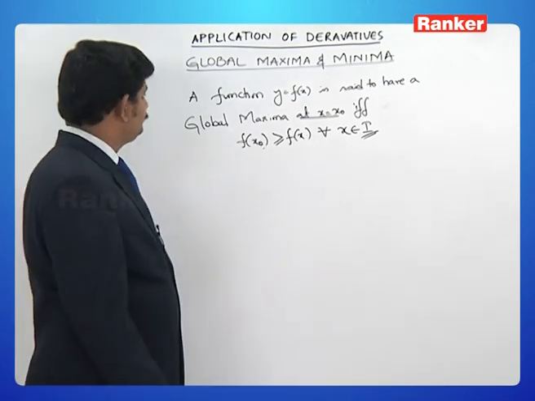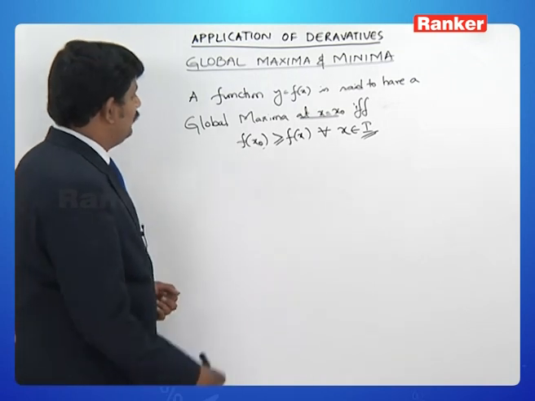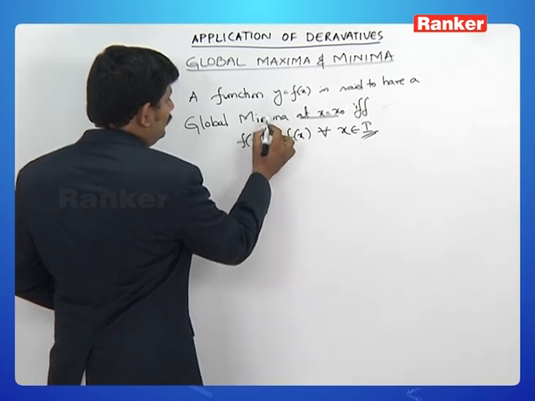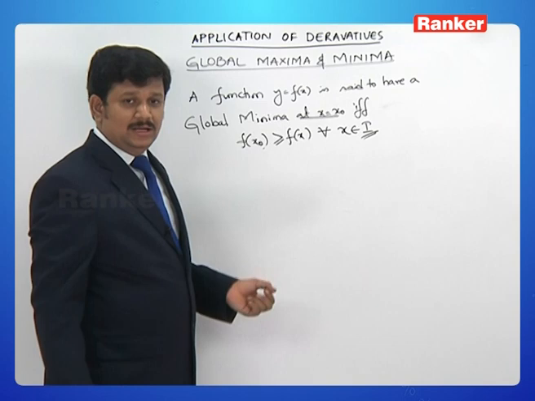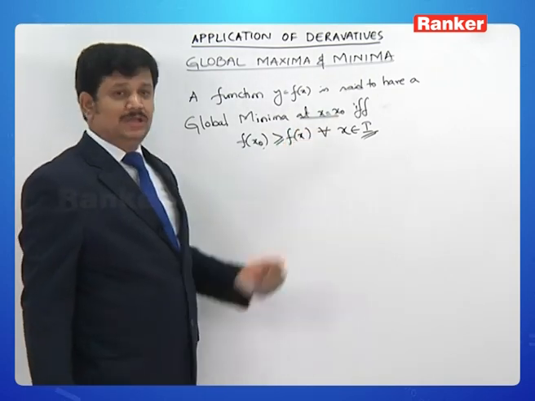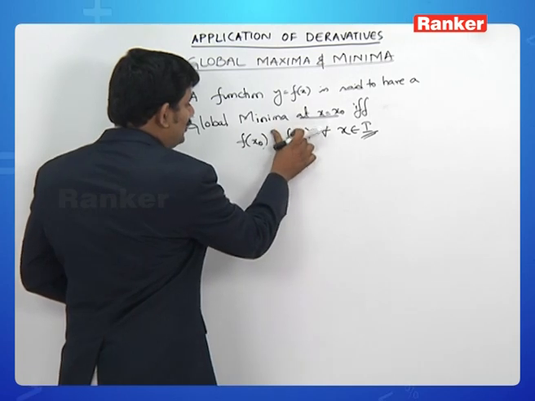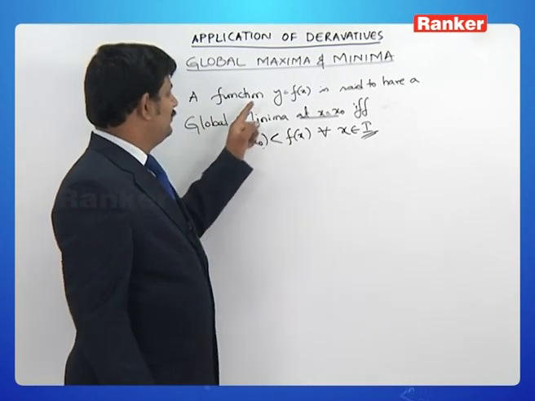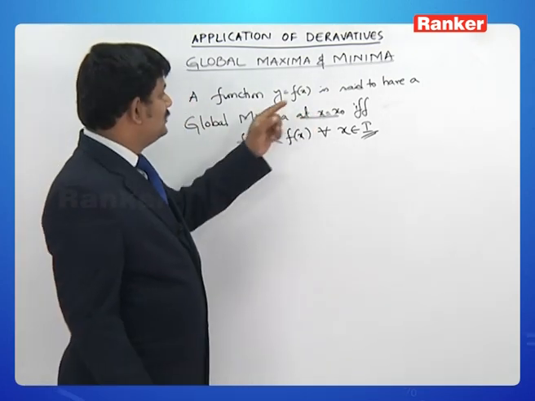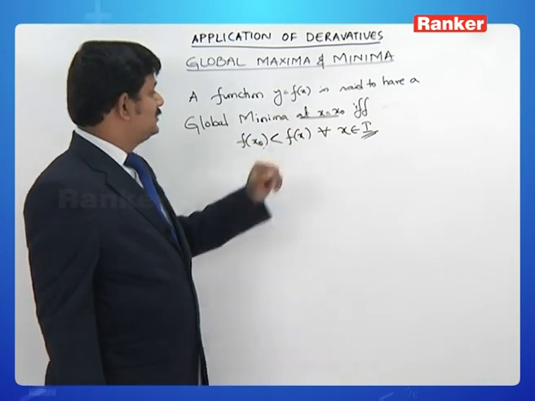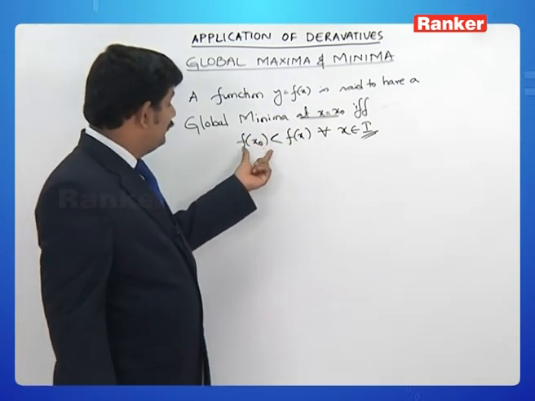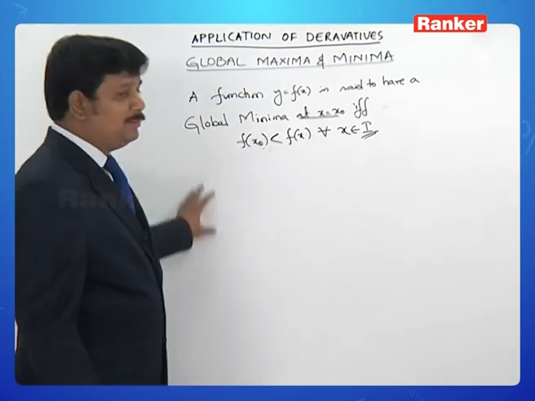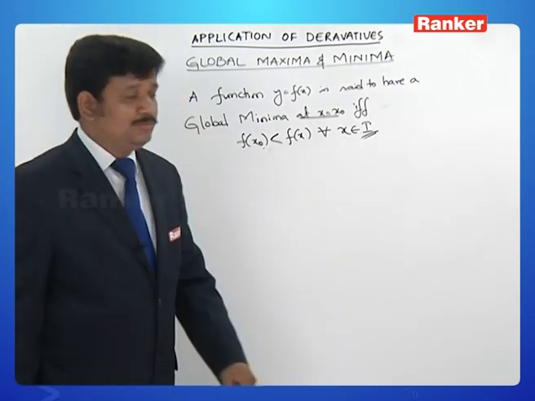And similarly, the definition of global minima: a function f of x is said to have a global minima in an interval I at x equal to x naught if and only if f of x naught is less than f of x for all x belonging to I. A function y is equal to f of x is said to have a global minima at the point x equal to x naught if and only if f of x naught is less than f of x for all x belonging to I. So this is the definition of global maxima and the definition of global minima.